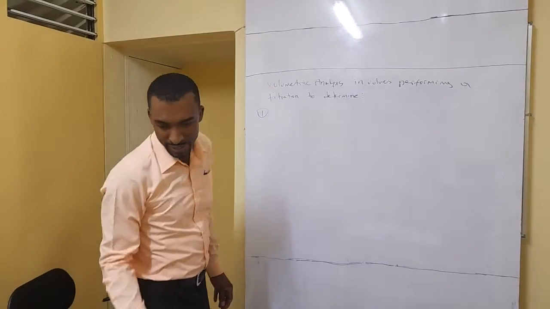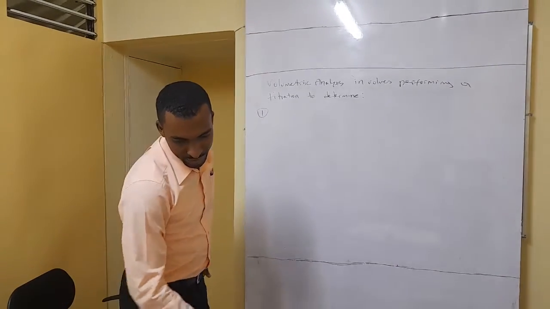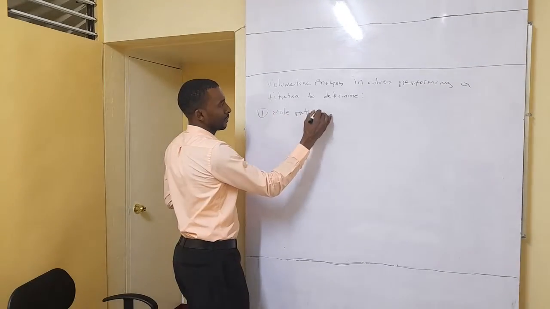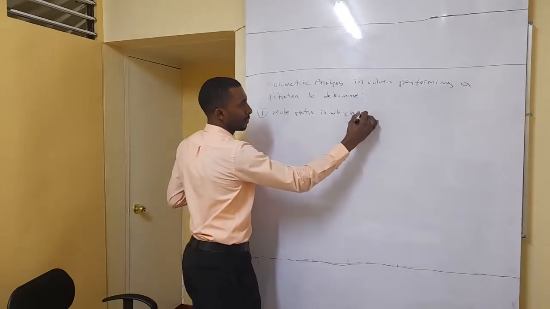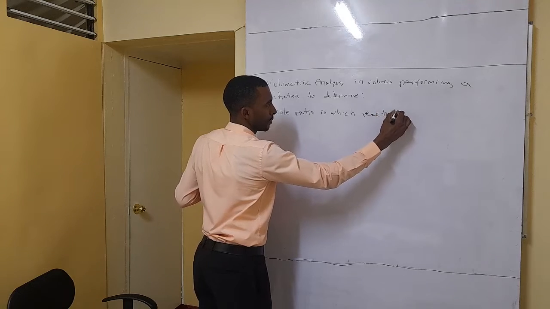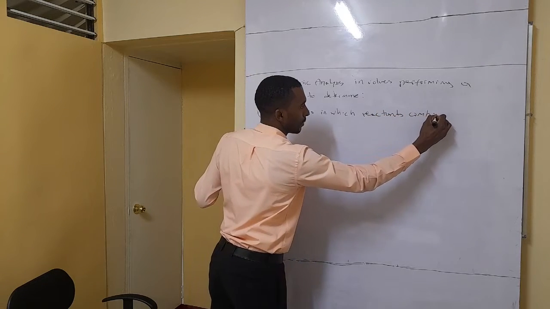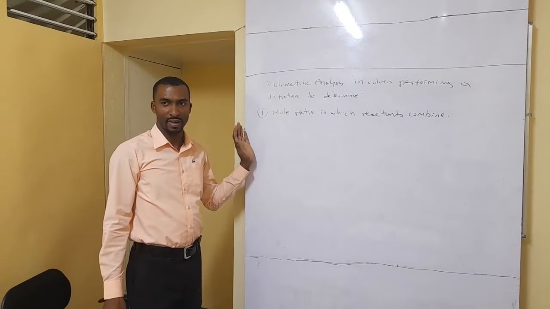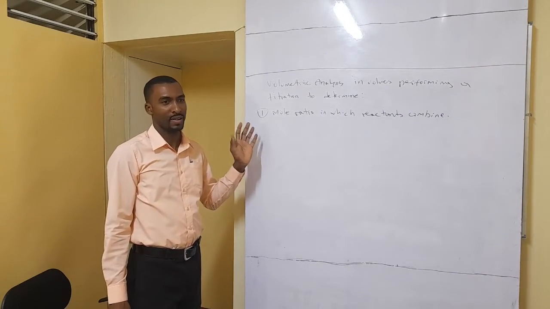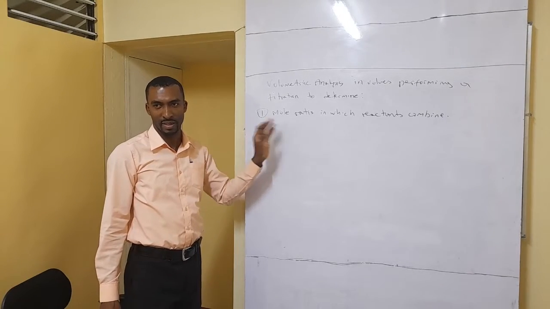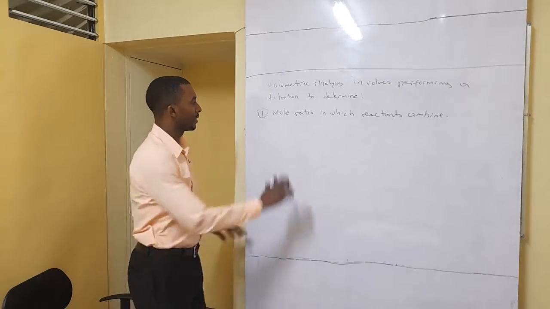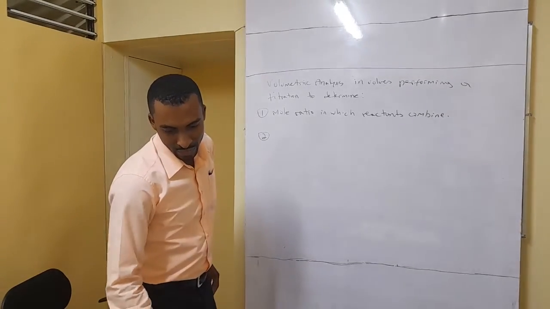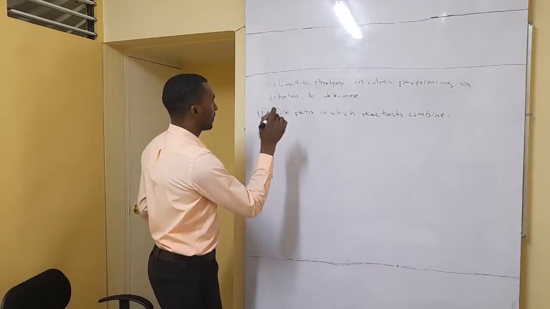One, the mole ratio in which reactants combine. And we know what reactants are, right? Those are normally the substances to the left of the arrow. In acids, bases and salts, the reactants are the acid and the base, or the alkaline and the acid. And two, we use it to calculate the molar concentration or mass concentration of one of the reactants.